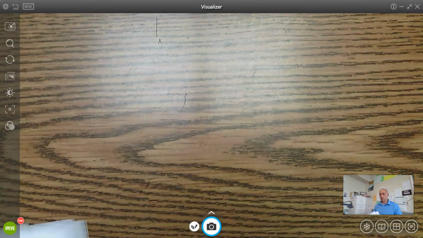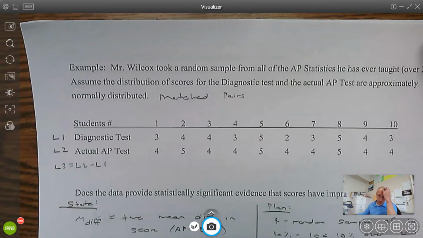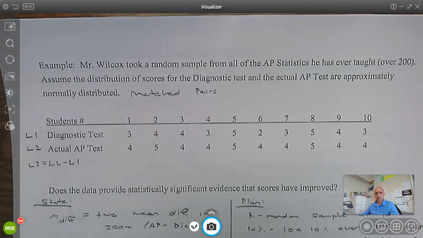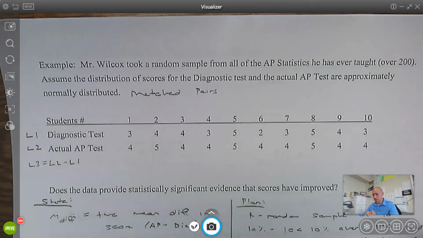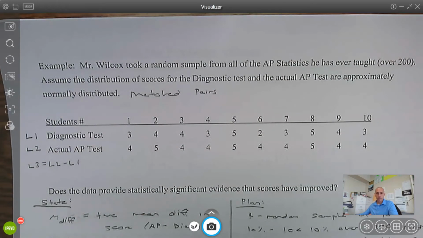Let's look at an example. All right, Mr. Wilcox took a random sample from all stat students he's ever taught. Assume the distribution of these scores, both scores on the diagnostic and the AP, are approximately normal. And you can see there's these two. So it's the same student taking the diagnostic and the AP. So this is a matched pairs experiment.